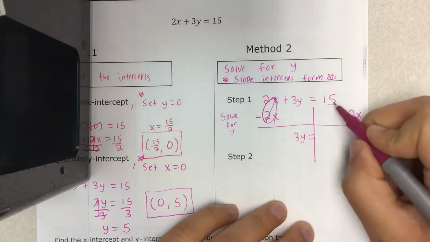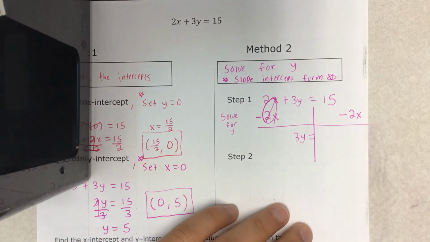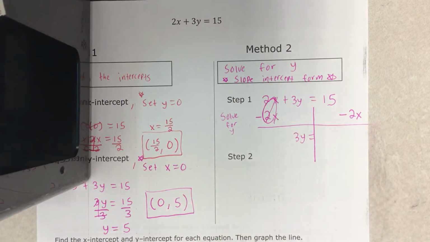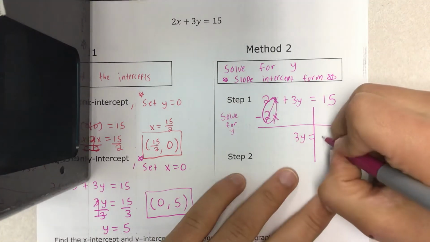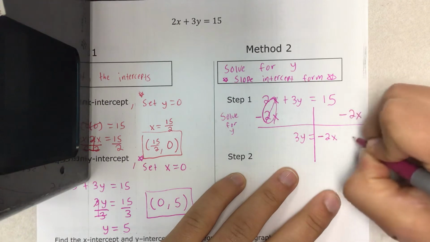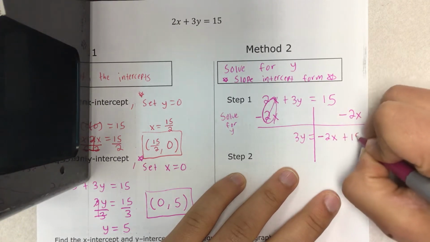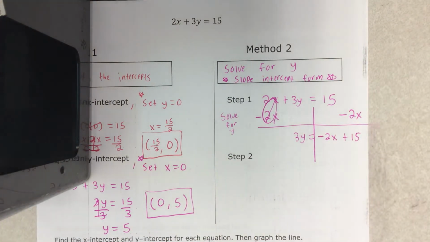On the right side, I have 15 minus 2x, okay? Those aren't like terms, so I can't combine them. But I'm going to write negative 2x in front of the plus 15, just because it has a variable, and it's going to make things a little bit easier in the end, okay?